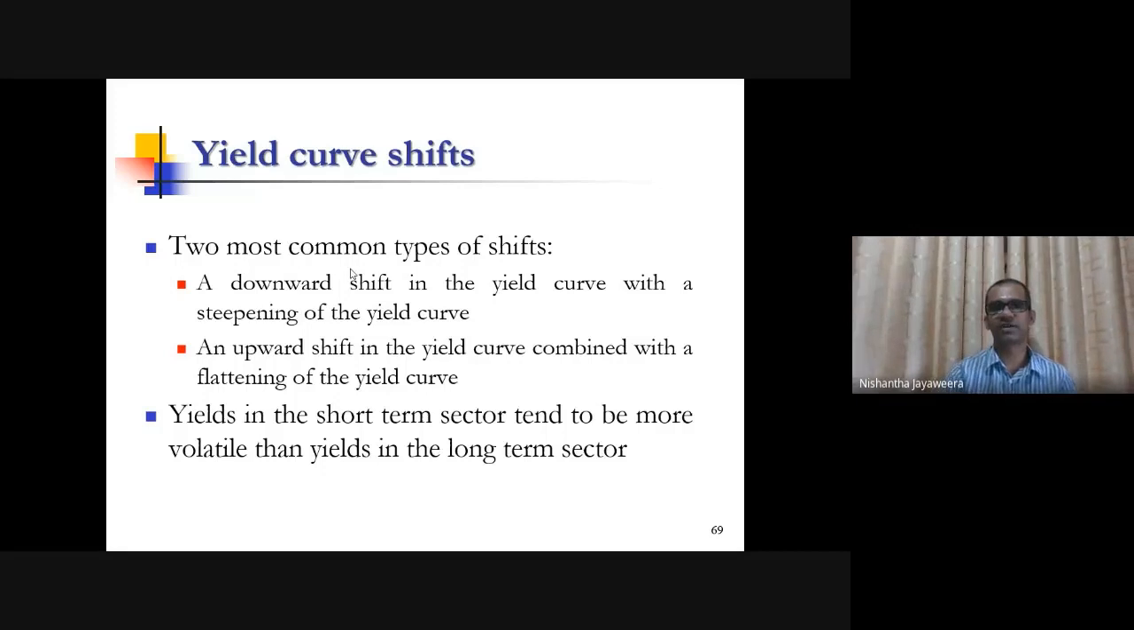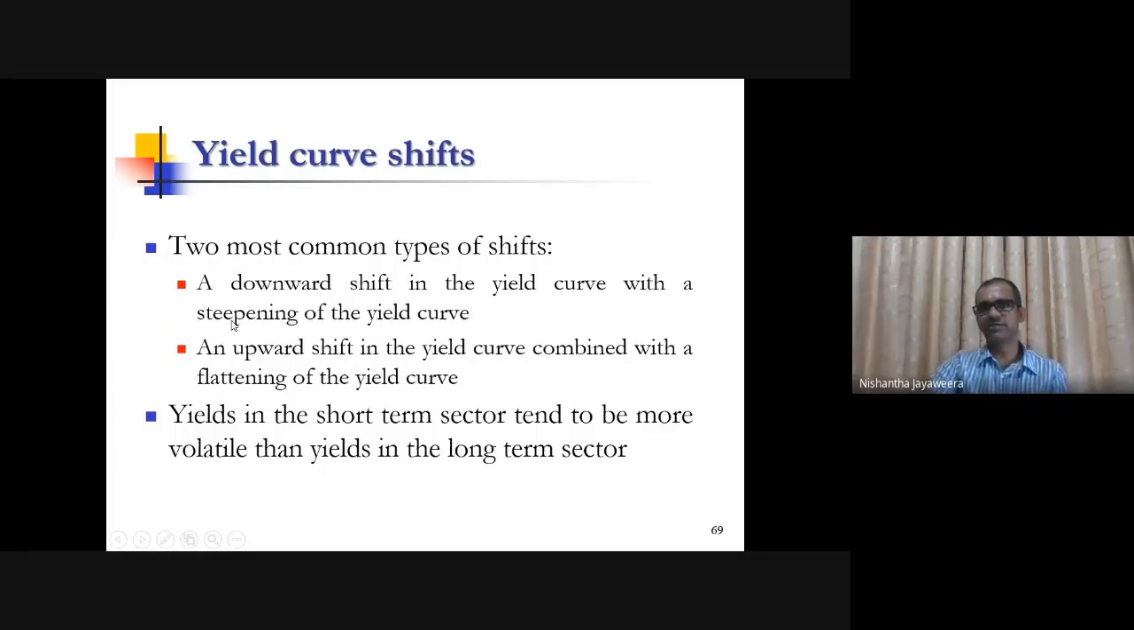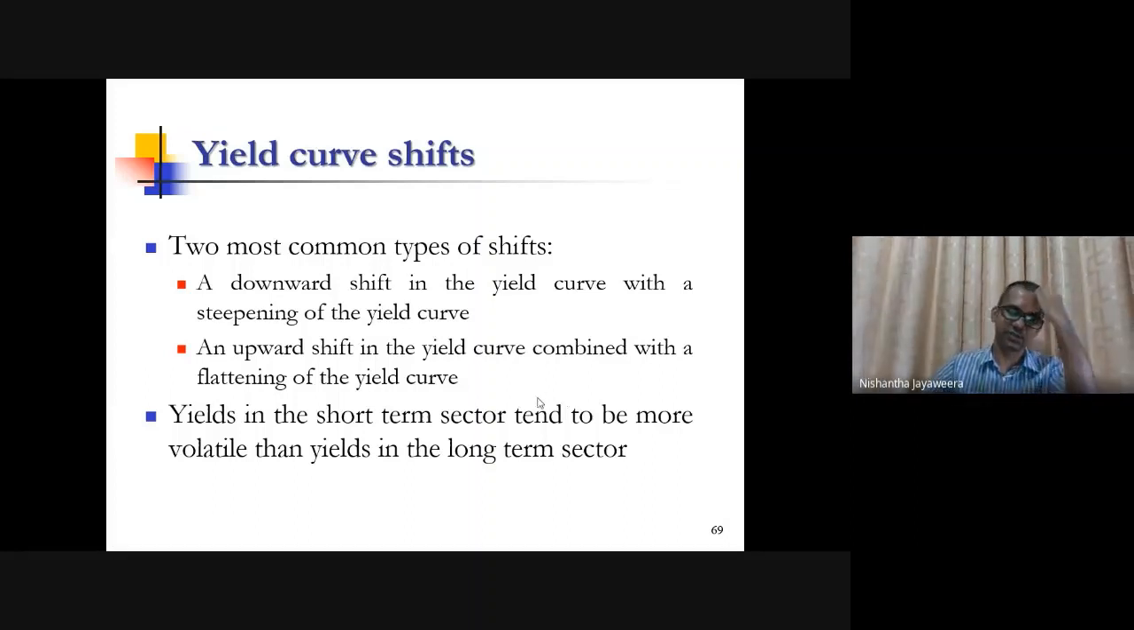So the most common types are a downward shift with the steepening of the yield curve, or an upward shift in the yield curve combined with the flattening of the yield curve. The thing is, what would happen when interest rates start to go up?